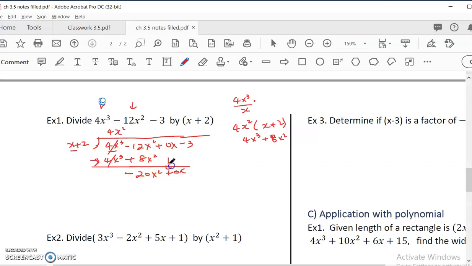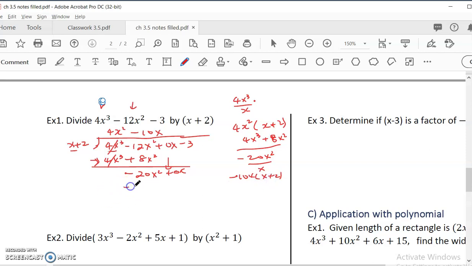You bring down, okay, because you need two things. And then you will repeat the whole thing again. Negative 20x squared divided by the first term, which is x. So it will be minus 10x, right? And then multiply minus 10x times x plus 2.